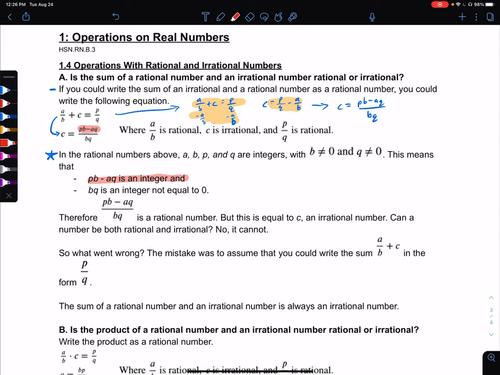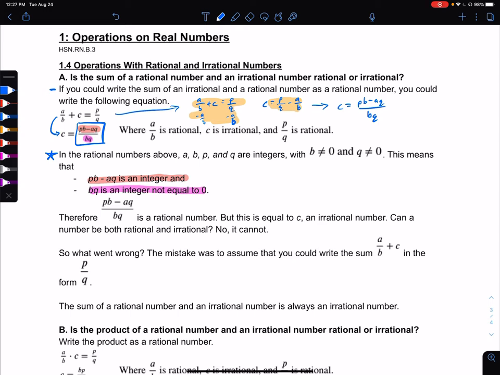And we talked about this last step, where if we had a bunch of integers and we started combining them, they're going to stay as integers. And BQ is an integer and cannot be equal to 0. That's our denominator. Again, we talked about this in the example where since B and Q were not 0, then BQ also cannot be equal to 0. So what that tells us is this whole piece here, PB minus AQ over BQ, is a rational number. Since it's made of all integers, it should be a rational number.